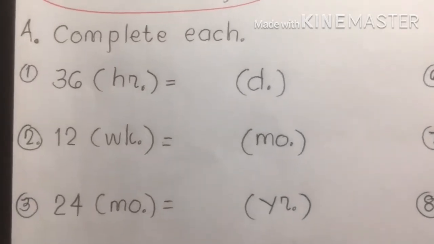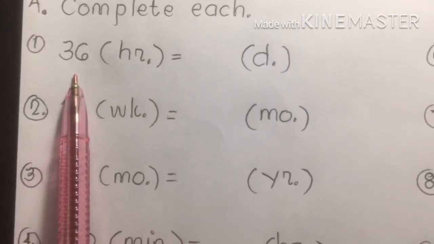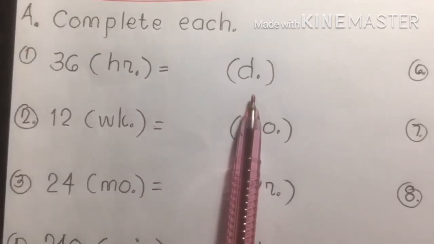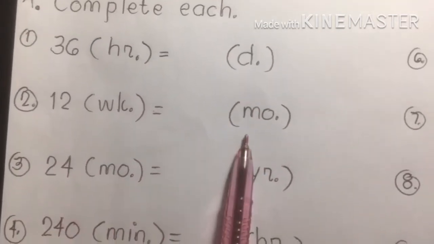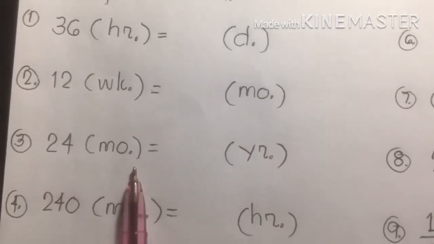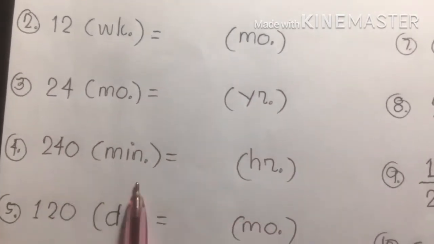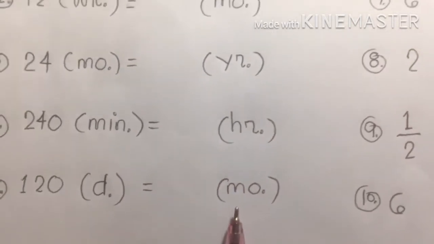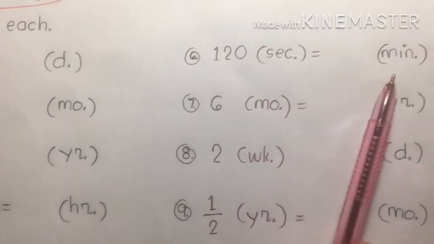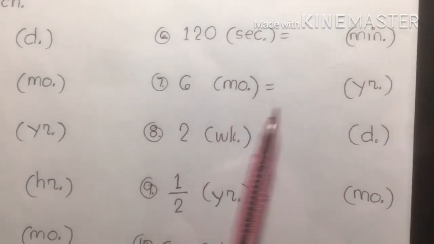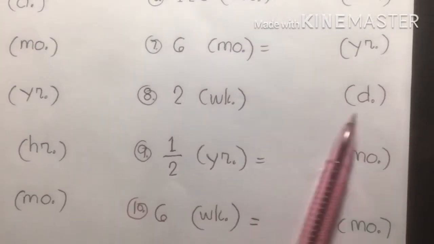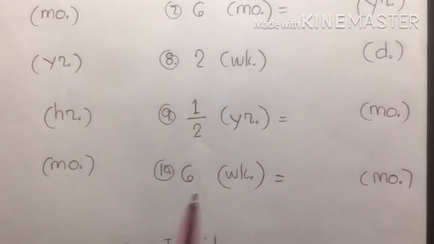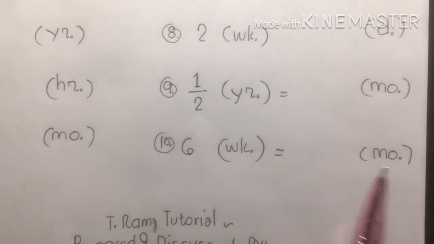To complete each, number one, 36 hours are equivalent to how many days? 12 weeks, how many months? 24 months, how many years? 240 minutes, how many hours? 120 days, how many months? 120 seconds, how many minutes? 6 months, how many years? 2 weeks, how many days? 1/2 year, how many months? 6 weeks, how many months? Okay, let's start.